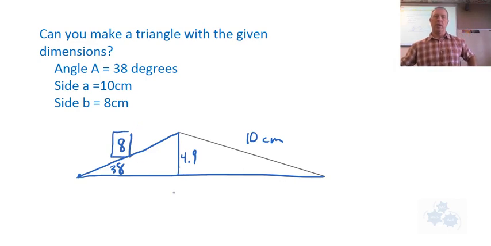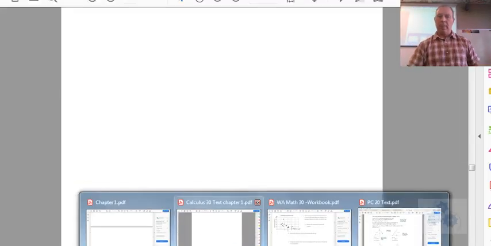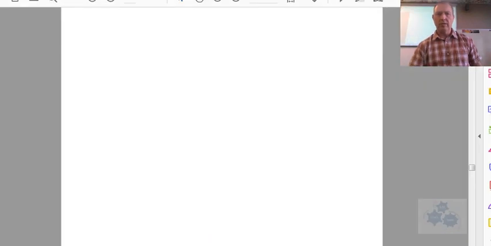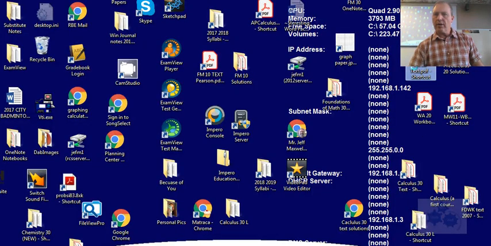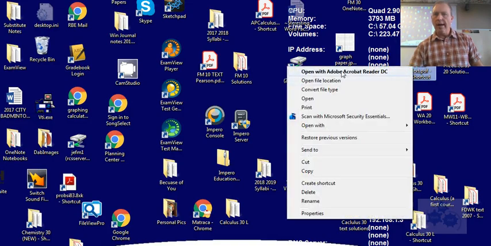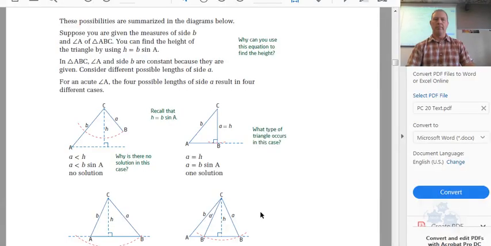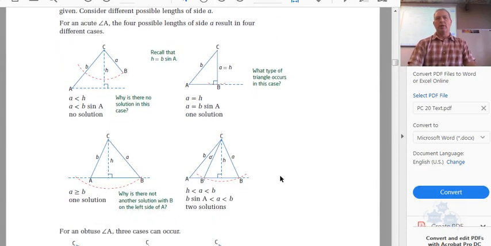Okay? All right, so let's go back to the text. Do I have the text here? I thought I tried to open this here. Open. Oh, there we go. Okay. So, this is what's in your textbook.